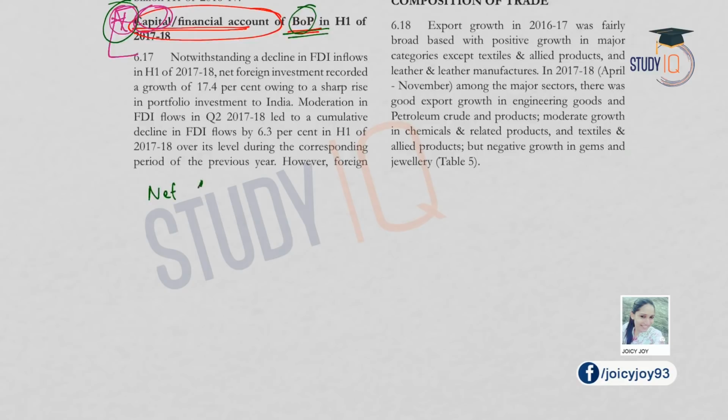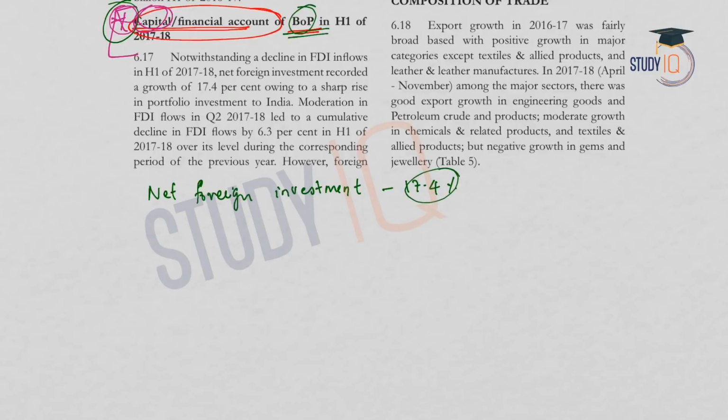According to the economic survey, the net foreign investment grew at 17.4%. So according to the survey, the growth was 17.4%, and this was mainly due to a rise in the foreign portfolio investment. Now we are discussing about the economic survey, and after this discussion I will explain to you what is the current scenario. So you should be able to compare with the economic survey and the current scenario, and you should be able to form a link between these two, and this will help you to answer any questions in any examinations.